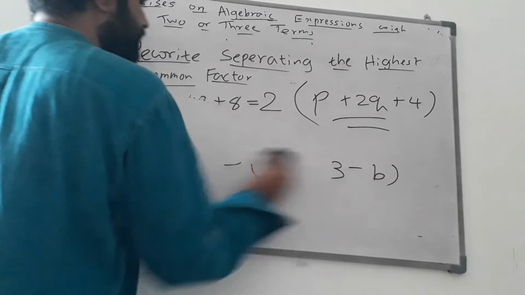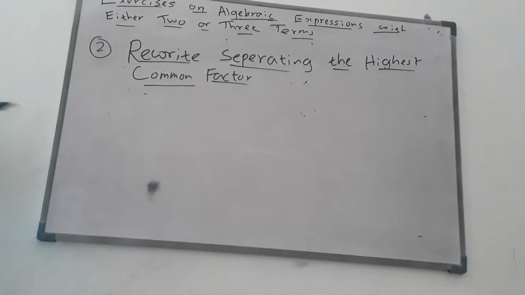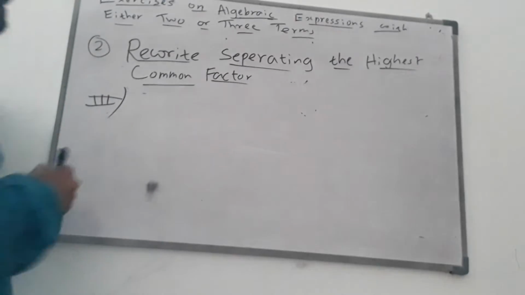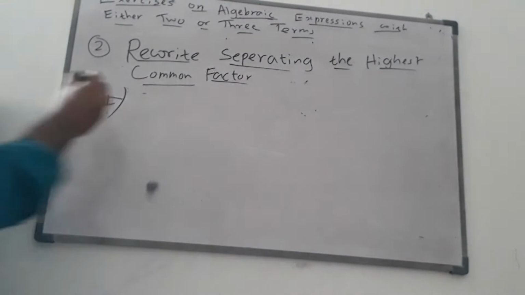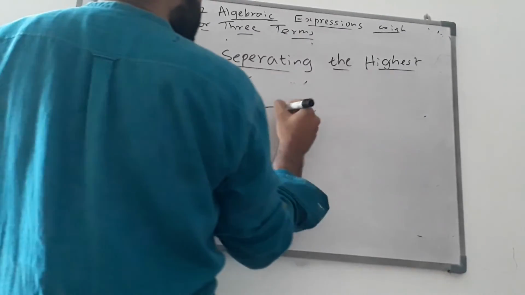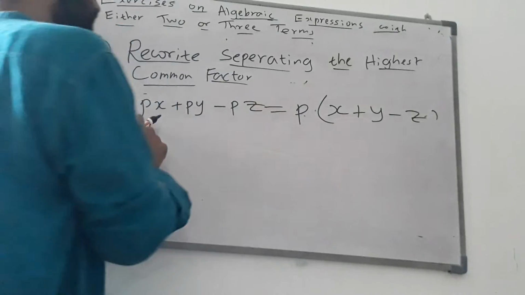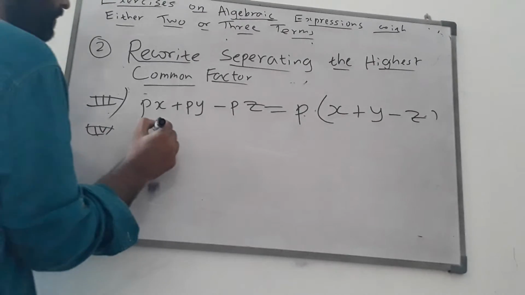Okay, next question. Third question is a little easier in comparison to the first two questions. It is px plus py minus pz. Take p out, x plus y minus z. p times x is px, p times y is py, p times z means pz. Okay, fourth question. Fourth question is you have to think a bit.